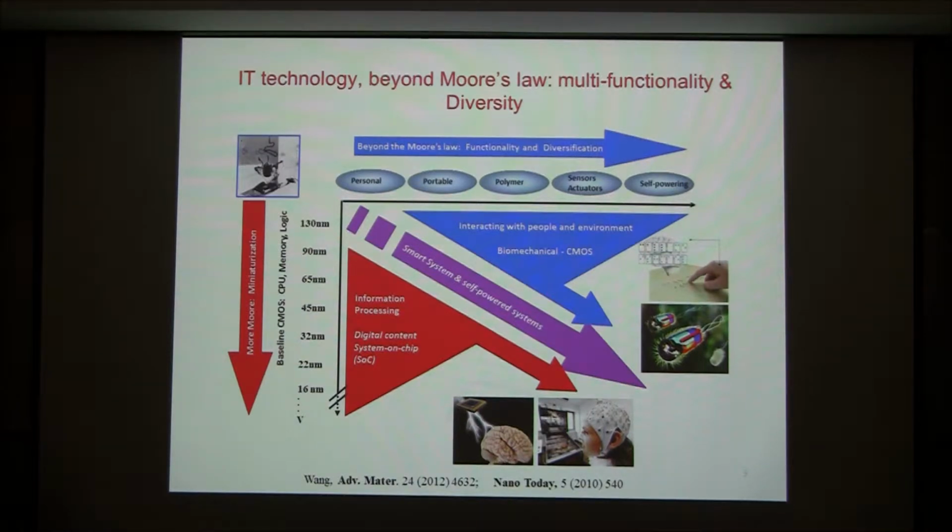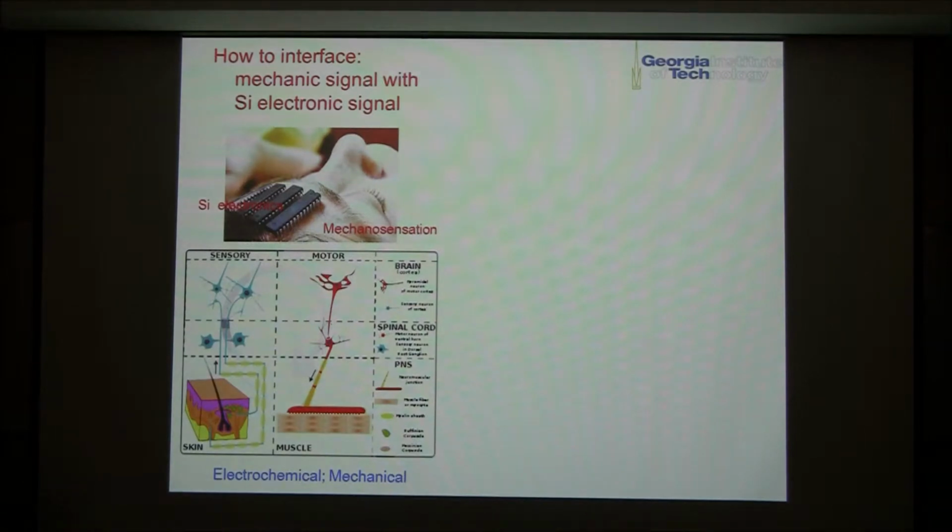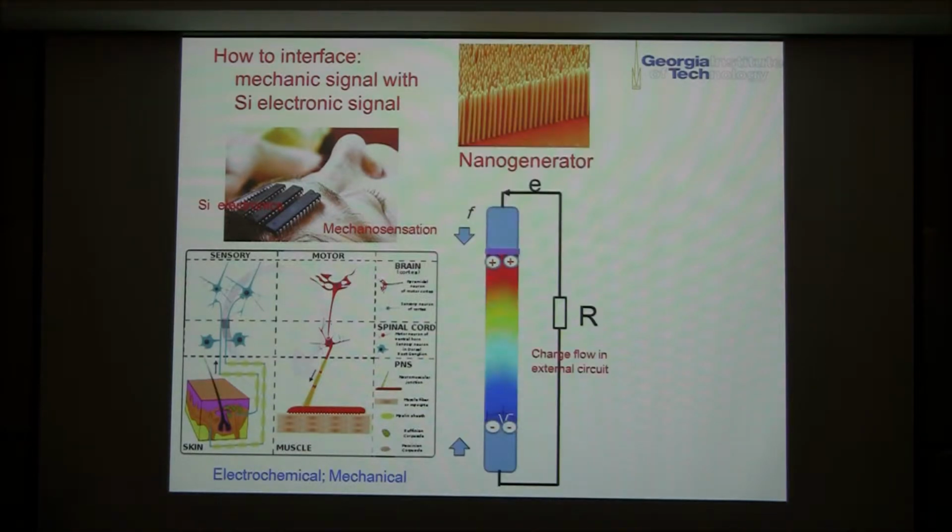When we look at a smart system, we definitely have a human-machine interface. How do we interface a human with a machine? Those operate on different mechanisms, different physics. How do we interface? Well, silicon electronics work on semiconductor physics. Humans work on mechanics. When you interface them, how do you do that?